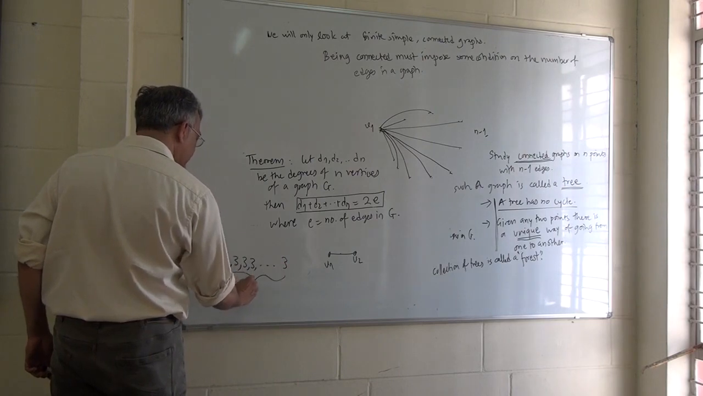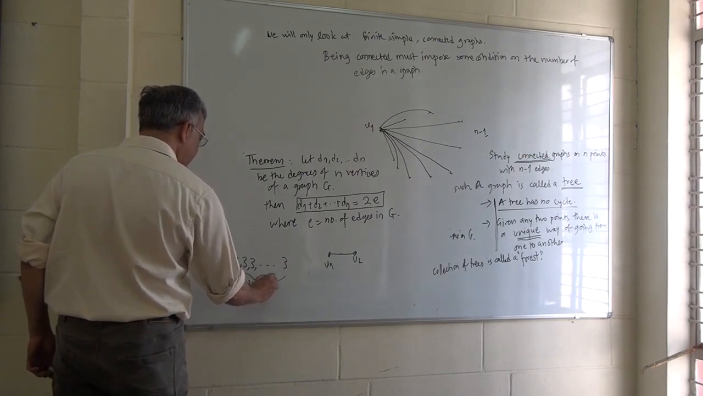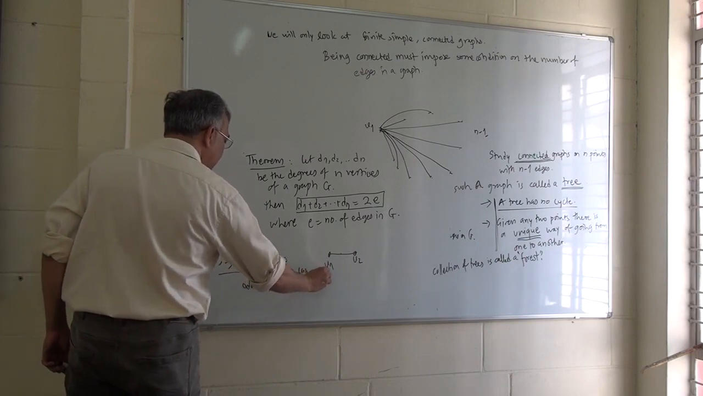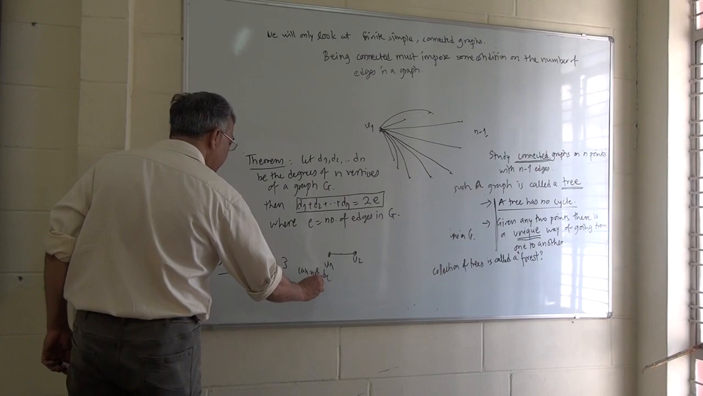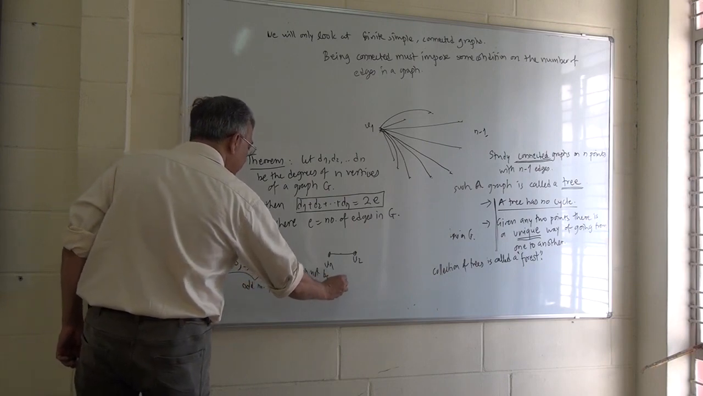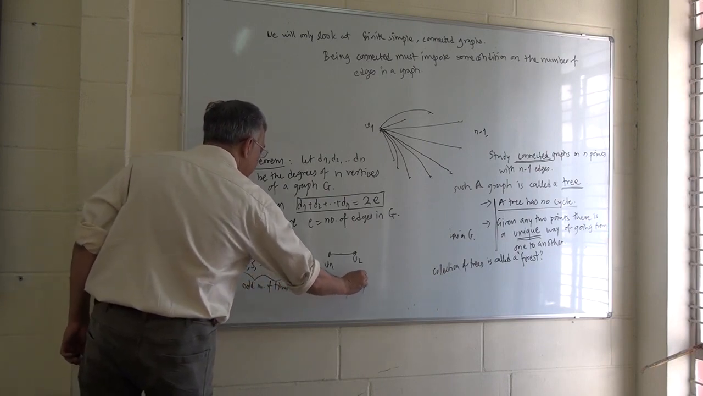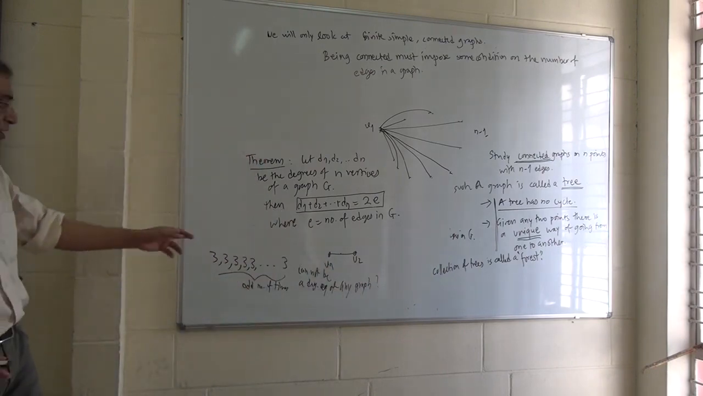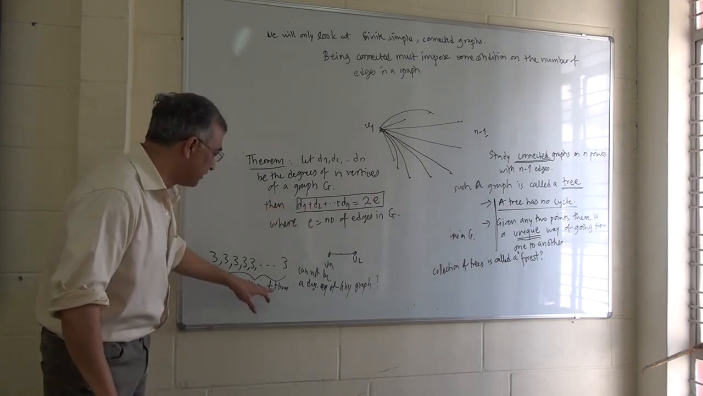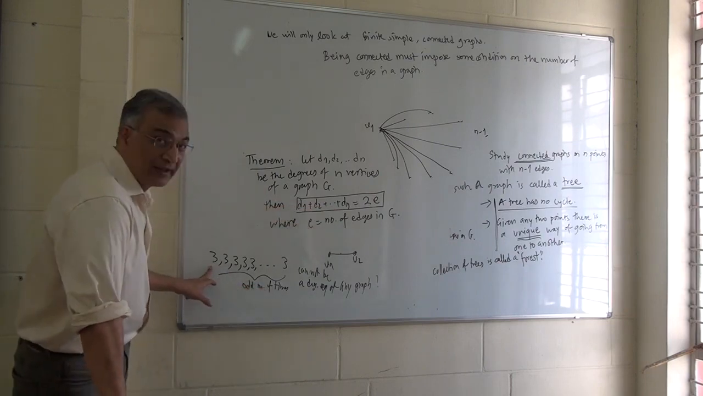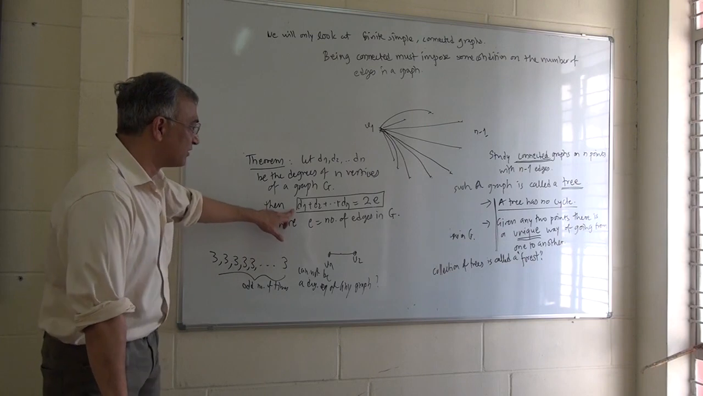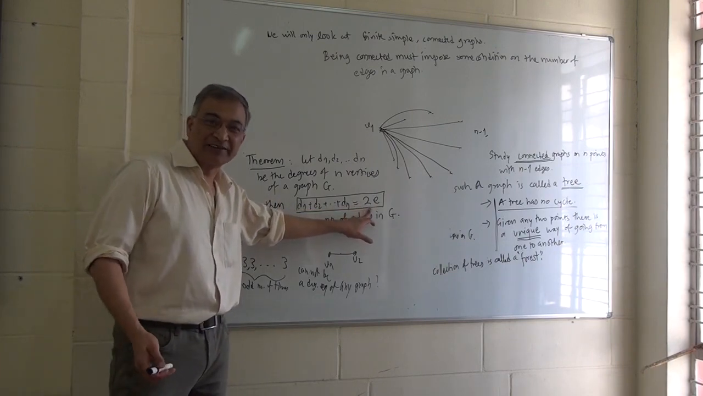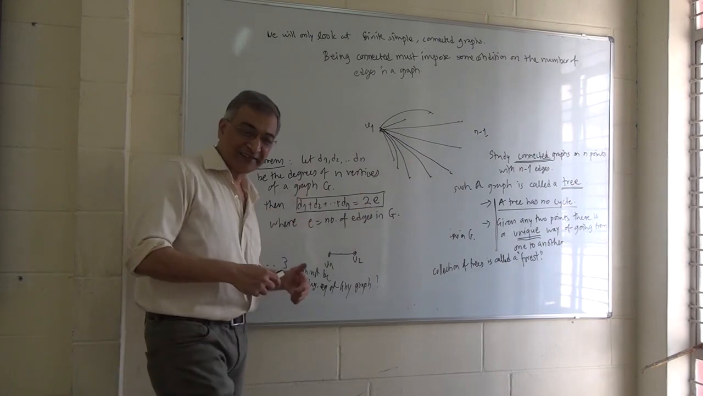odd number of times 3 cannot be a degree sequence of any graph, right? Because if this is a degree sequence of any graph, what is d1 plus d2 plus dn? It is odd number times 3. But odd number times 3 is an odd number. 2 cannot divide it. But the right hand side is an even number. That's a contradiction. So again, proof by contradiction.